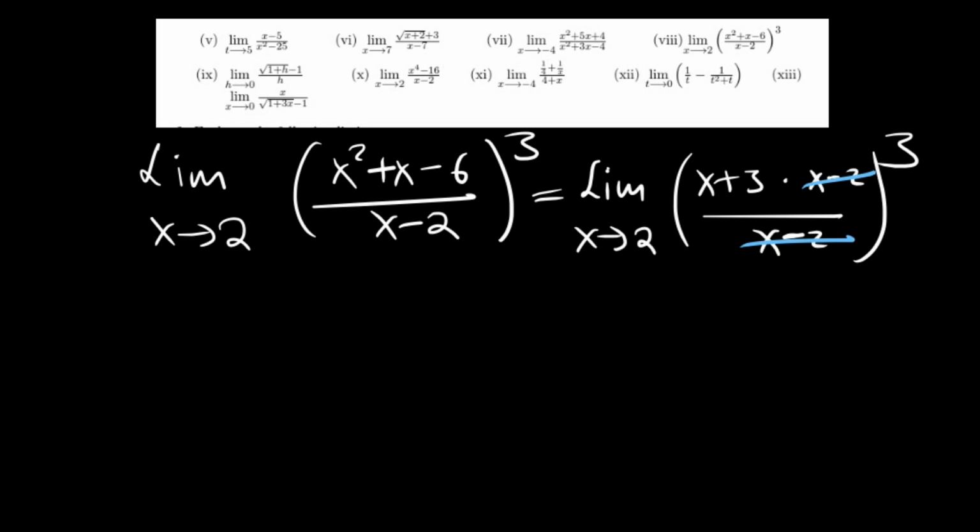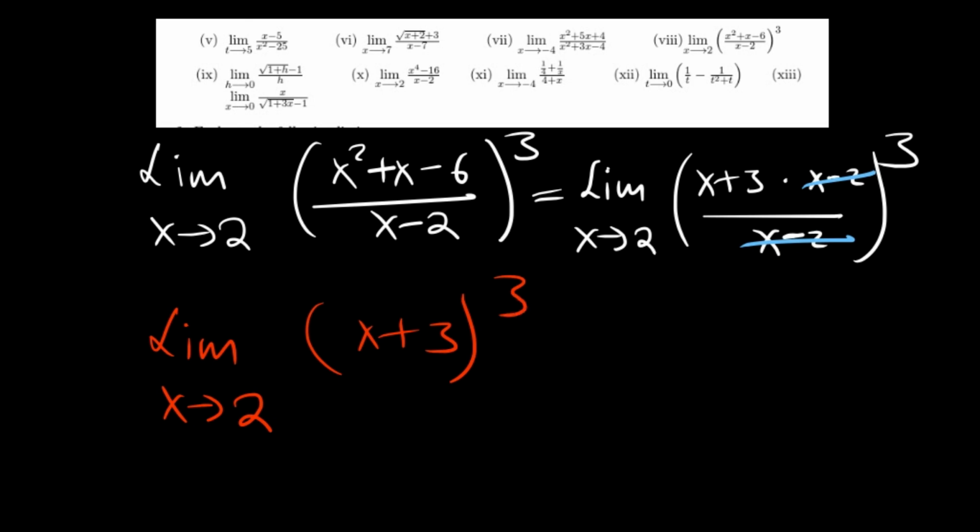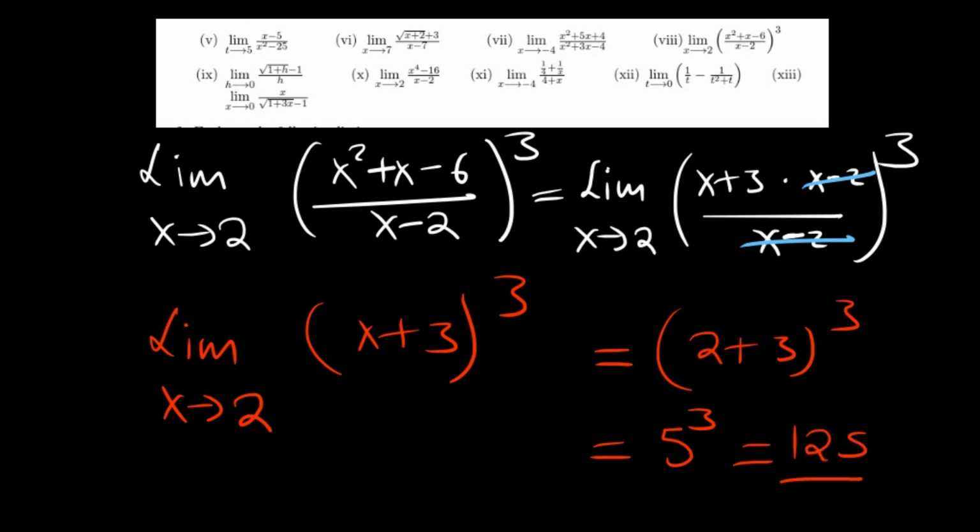So at this point, we're remaining with the limit as x approaches 2. Numerator, we have x plus 3 as the only remaining part. Everything else has been cancelled. So plug in a 2. You're going to have 2 plus 3 raised to the power 3. 5 to the power 3. 5 times 5 is 25, times 5 is 125. Okay, so that's what we have as a result there.